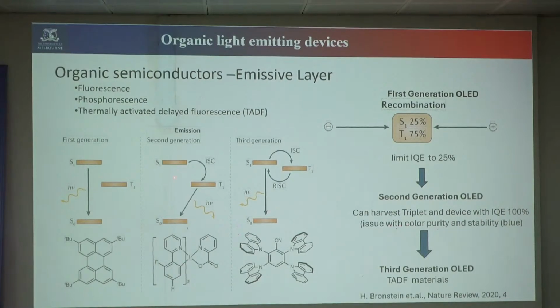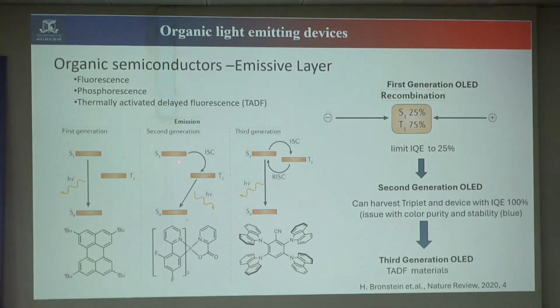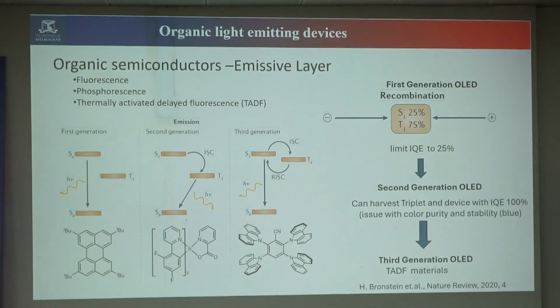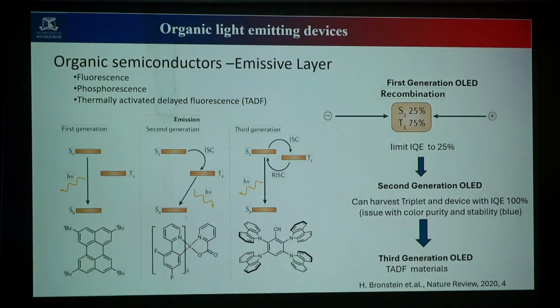That's why the second generation was developed, where you use phosphorescent materials. Phosphorescent materials have a chance of an IQE of 75%. The excitons go through intersystem crossing and emit light through the phosphorescence effect. Again, the phosphorescent materials have color purity and stability issues, because they contain transition metals like iridium and platinum, which cause long-term stability issues.